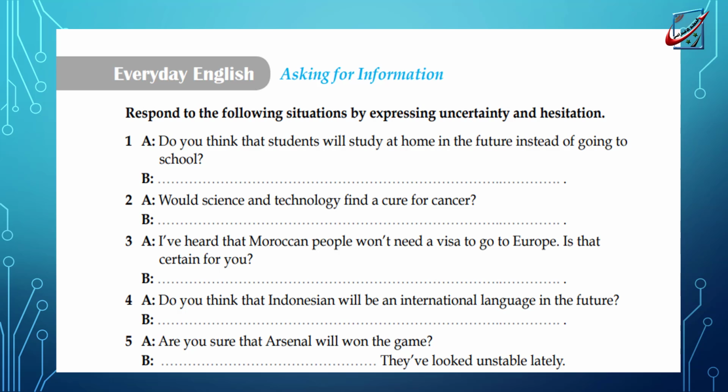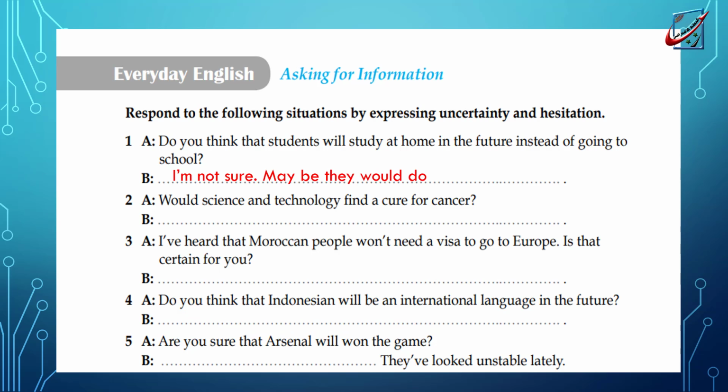Asking for information. Usually we have this part of our unit to help us practice speaking and develop more skills in speaking. Asking for information, how the speaker can express uncertainty or hesitation. Respond to the following situations by expressing uncertainty and hesitation. Usually, dear students, when the speaker intends to express uncertainty, they say, maybe, have a pause, I think, I'm not sure.